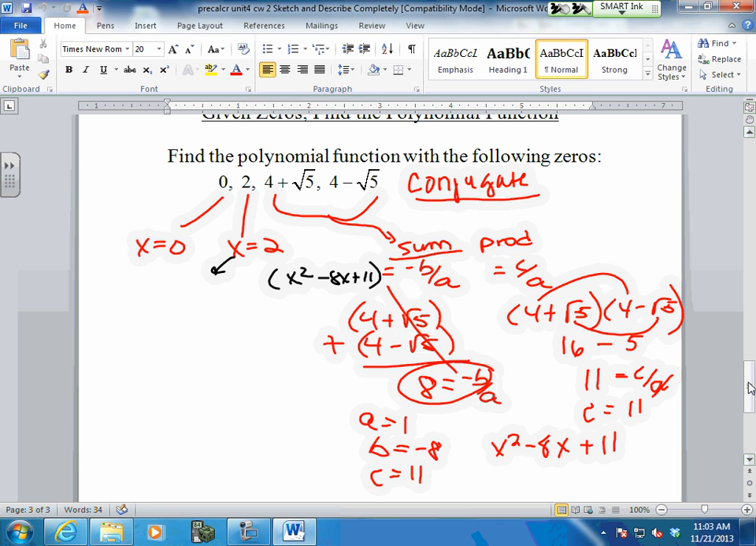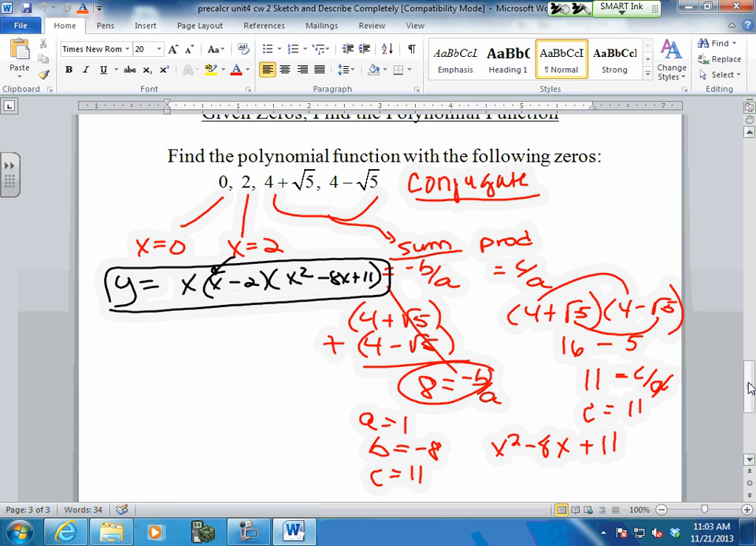How do I bring this guy back to a factor? x minus 2. Just subtract it, set it equal to 0. x minus 2. How do I bring this one back to a factor? x minus 0, which is x. There's my equation. That gives me those roots.